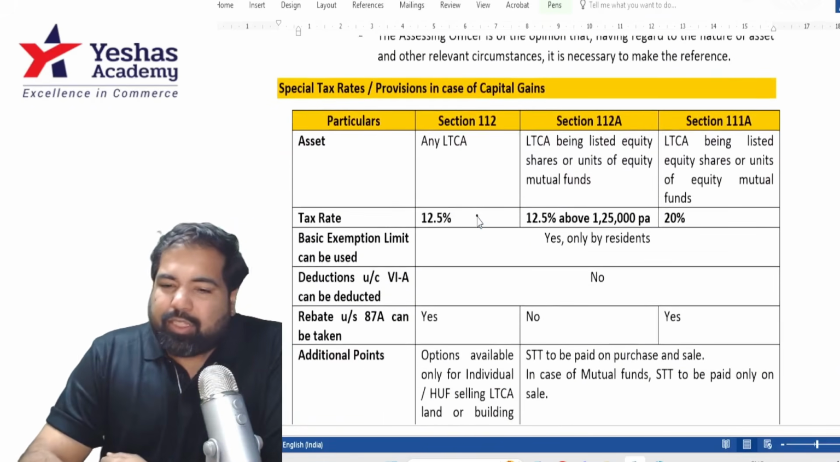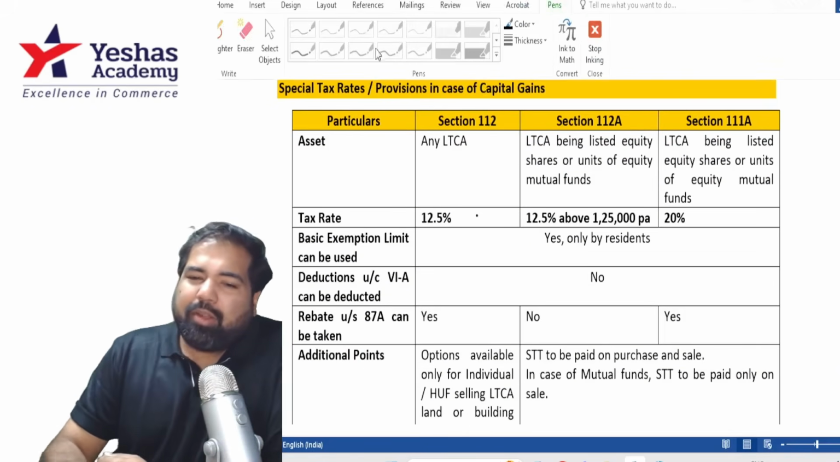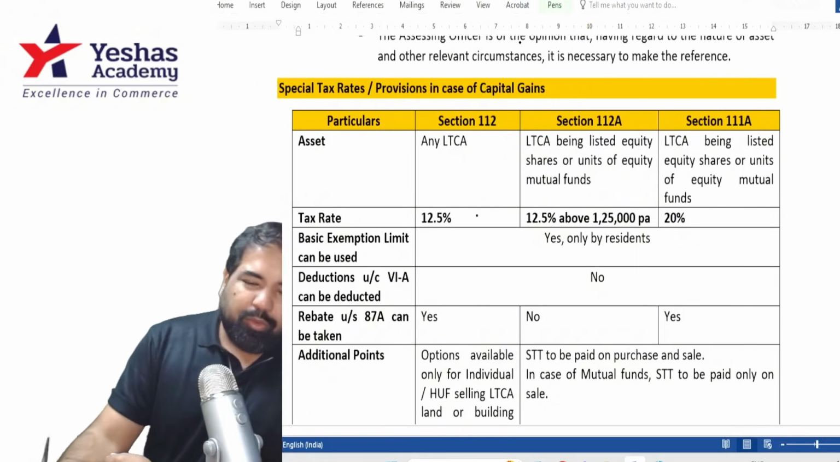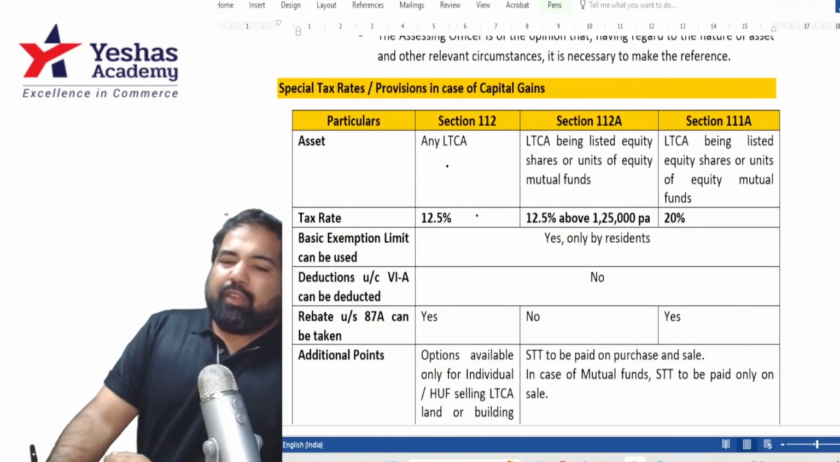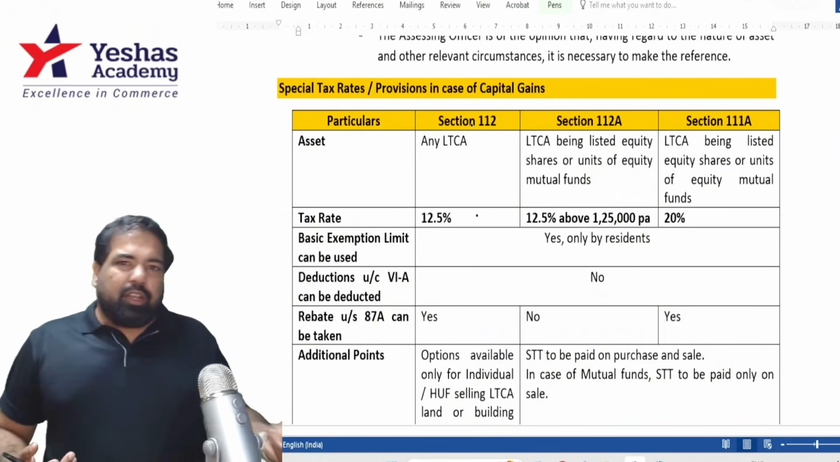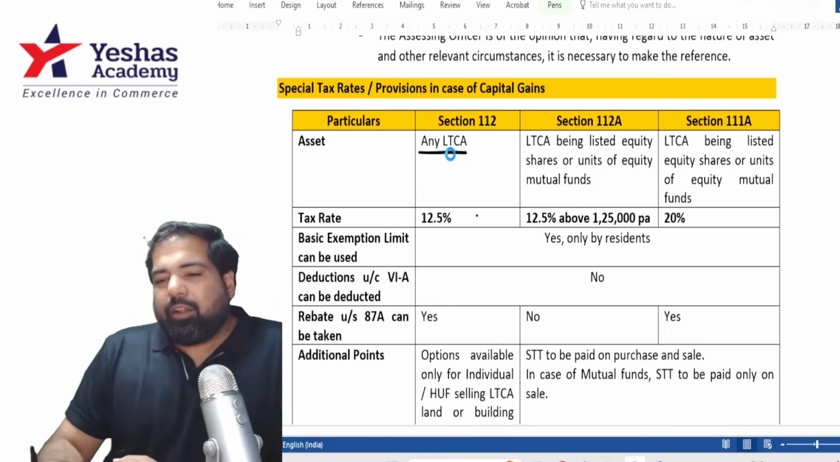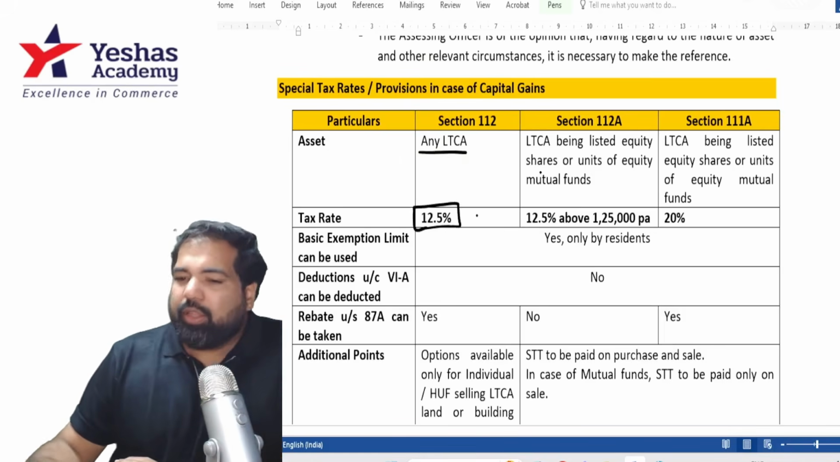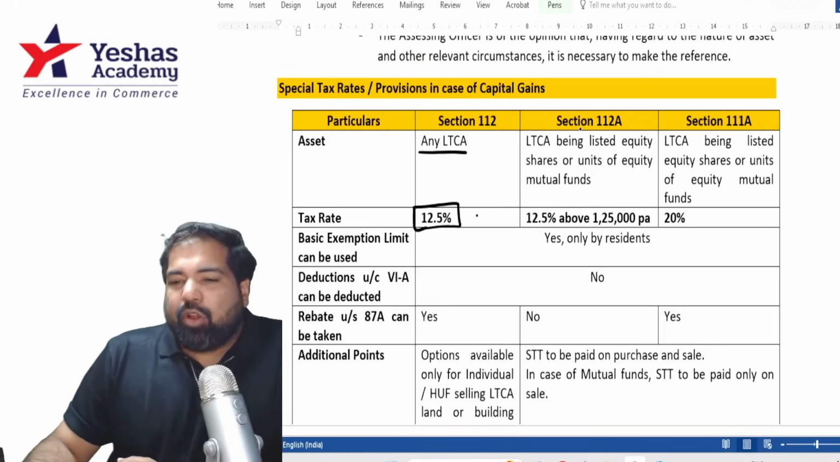Now, what are the special rates of tax? Let's talk about any asset like gold, jewelry, etc., whatever you sell, land, etc. If it's short term, there are no special rates, it is normal rates. But if it's long term, then it will be taxed at 12.5% only. If it's shares and if it's long term, then up to 1,25,000 they will not tax, above that 12.5%.